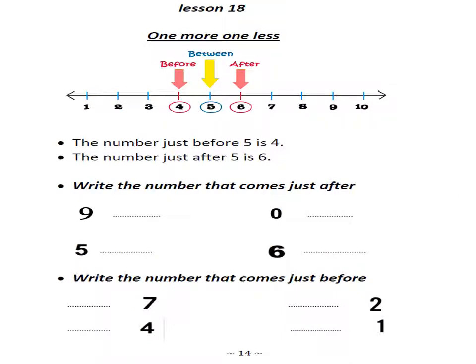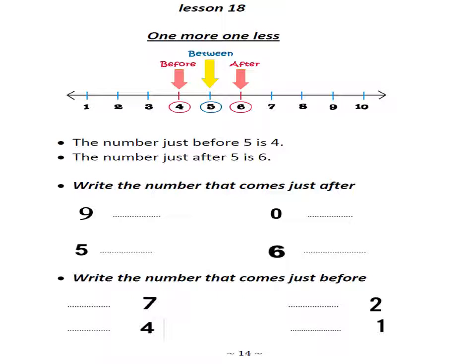Just after and just before, one more and one less. Okay, primary one. What is meant by just after and just before? Just before means we jump one jump backward, and just after means we jump one jump forward. The number that comes just before a 5 is 4, and the number that comes just after a 5 will be 6.